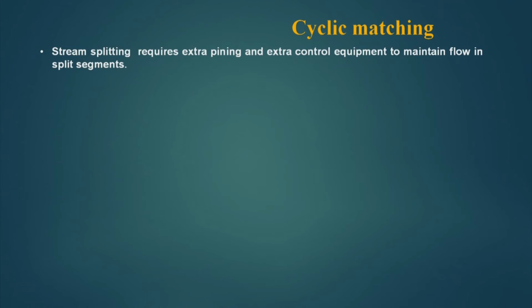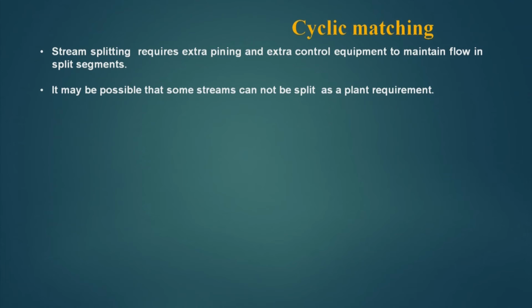Now, the third part is cyclic matching. Sometimes it is not possible to do splitting, and if it is so, then what is the way out? We will see that there is a way out which is called cyclic matching. Stream splitting requires extra piping and extra control equipment to maintain flow in split segments. It may be possible that some streams cannot be split because of a plant requirement.